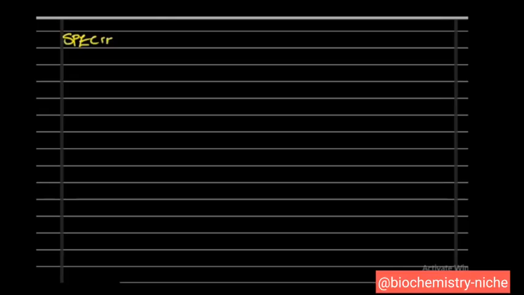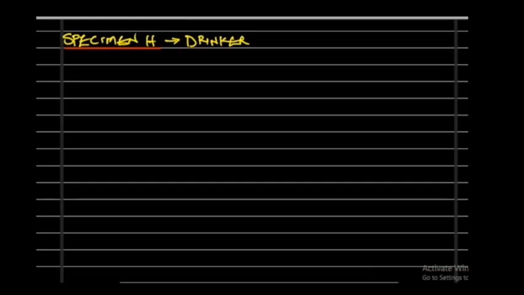The next specimen we have before us is specimen H, and that happens to be the drinker. What do we have to say about the drinker? The drinker is an instrument that is used in the application of water to animals.